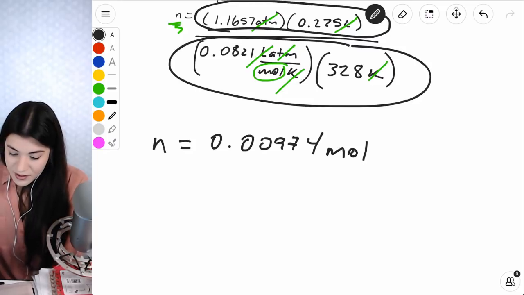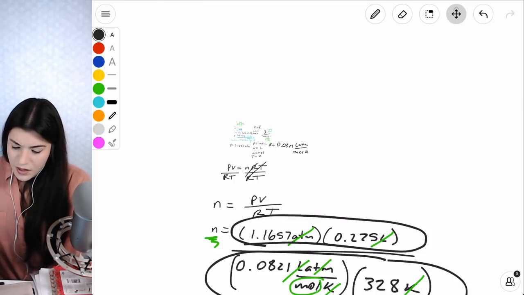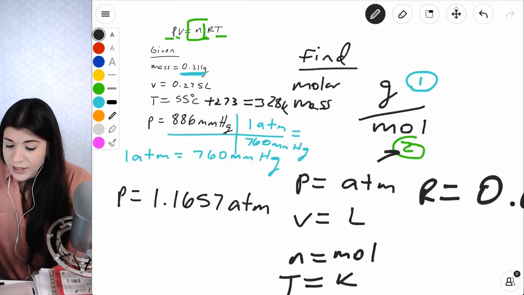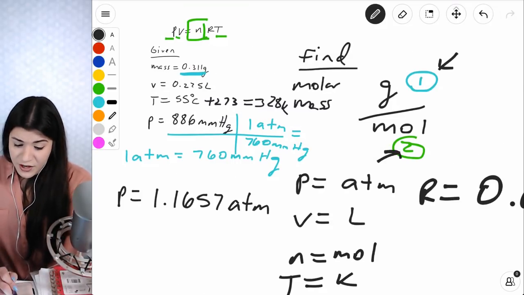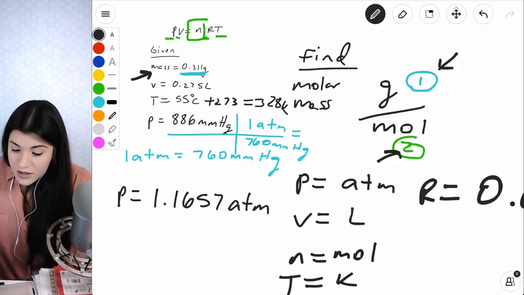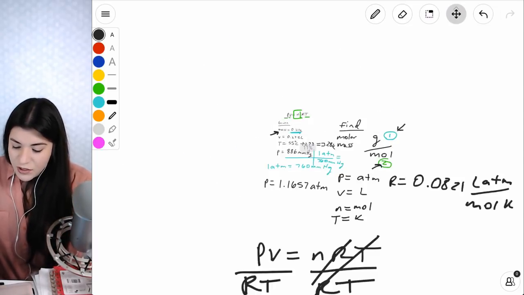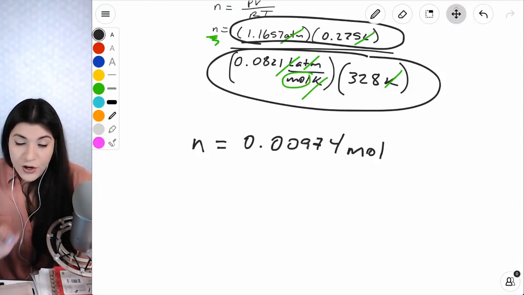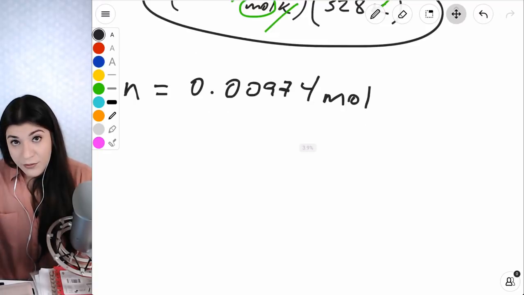Okay, so from here, we found our moles. Now let's go back to what we were given. We found the moles on the bottom, and we were given the grams initially in the question. Now all I have to do is divide, and that's my molar mass, and we're done. A lot of times with these questions, it's units that I think can be tricky. It's just making sure everything is in the proper units and then going from there.